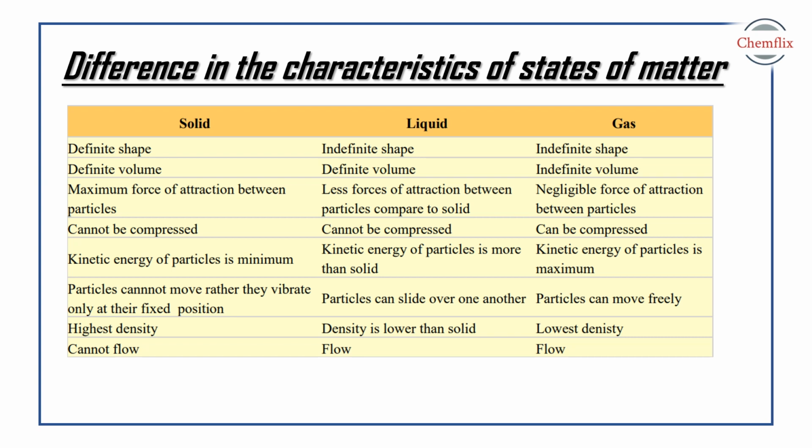Now there is a comparison between solid, liquid and gas, the difference in the characteristics of states of matter. We already discussed these, so now we are going to consolidate all these things. Solid is definite in shape. Liquid is indefinite in shape. Gas is indefinite in shape. Clear? Now, solids have a definite volume. Liquid also holds a definite volume. But gas has an indefinite volume. We cannot predict whether it is 2 liters of gas or 3 liters of gas.